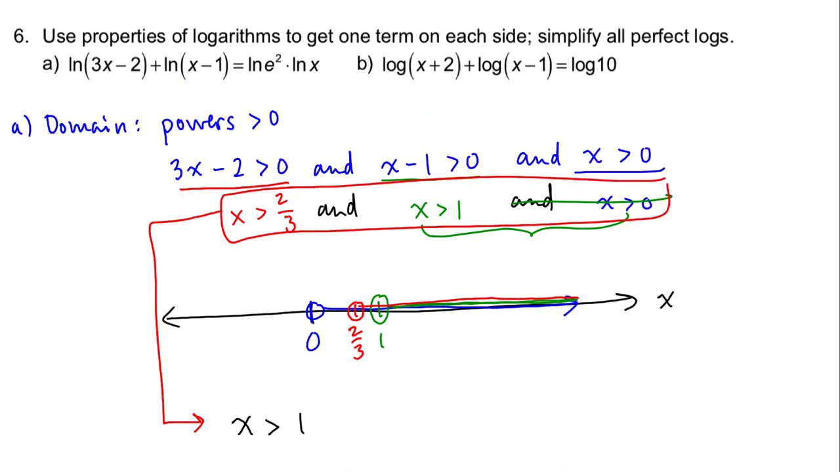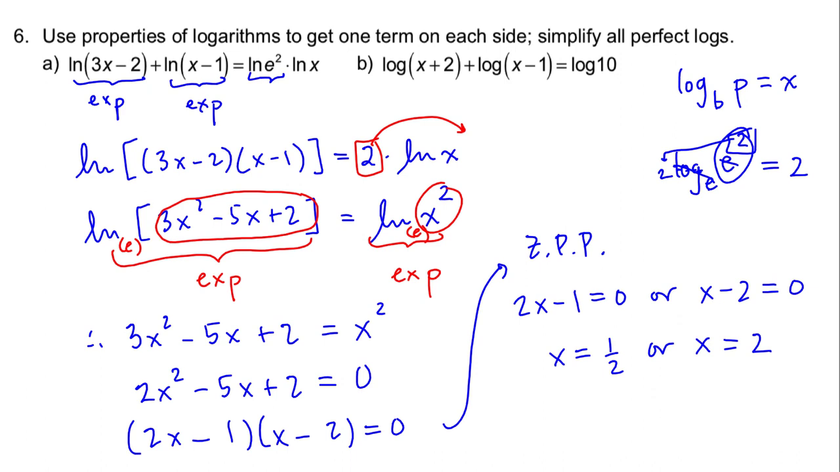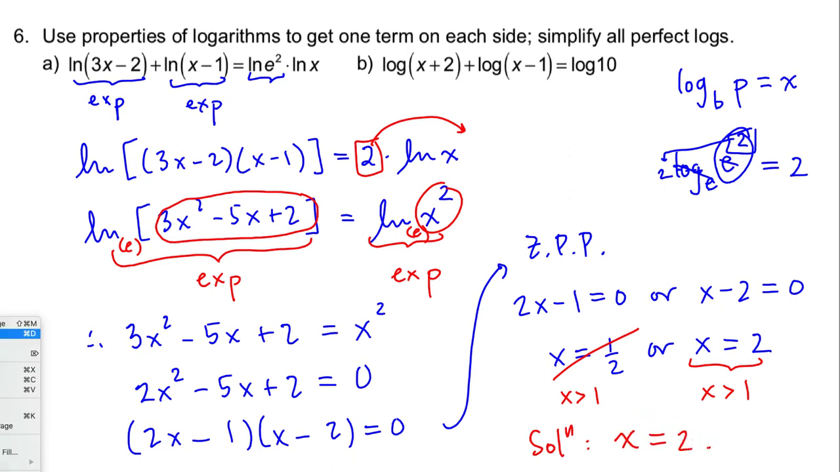Now keep in mind that we had a domain restriction, and we have to ensure that any values of x satisfy the domain restriction that x is greater than 1. Well, x is not greater than 1 here, and so we have only one solution. And our solution to this equation is going to be x equal to 2. Okay, take a look at the next question.